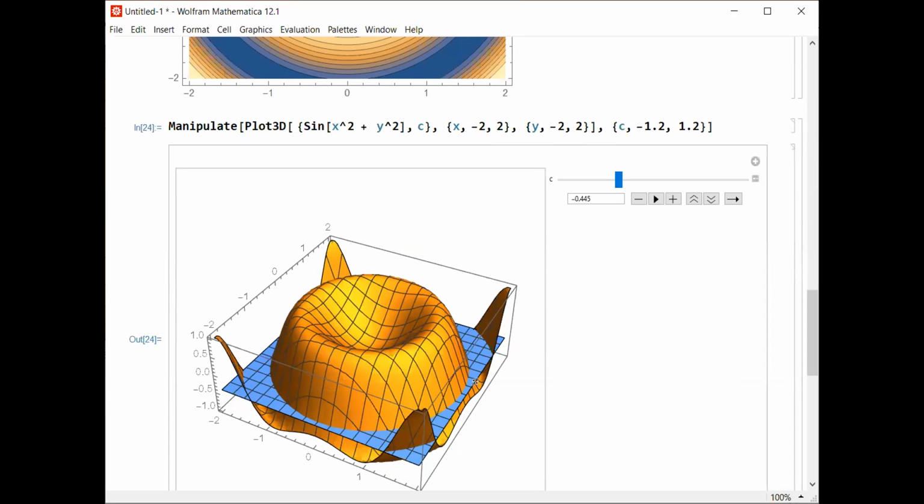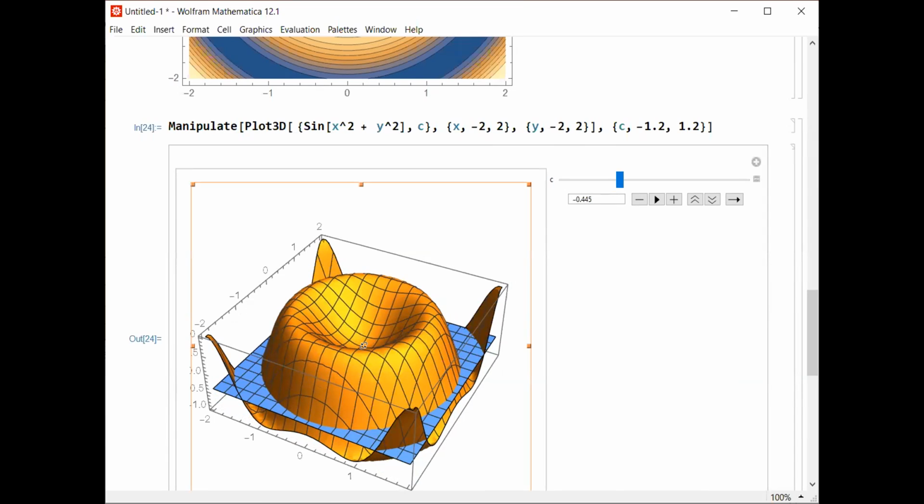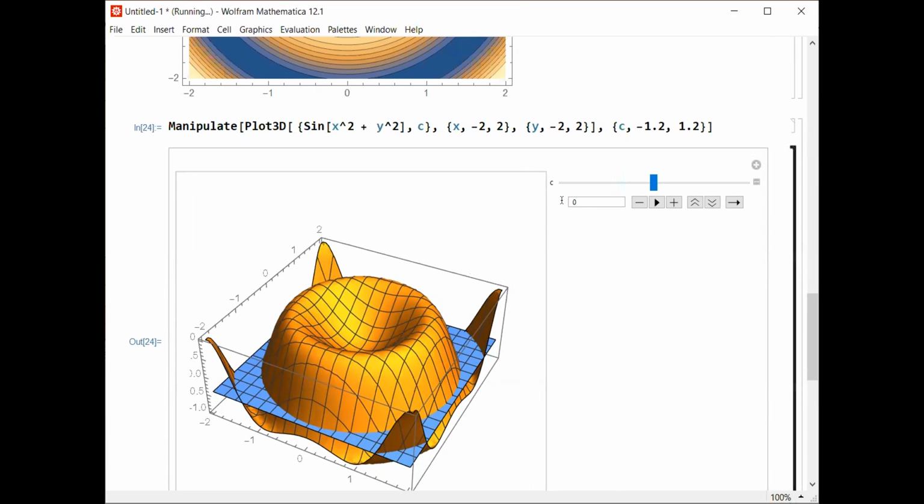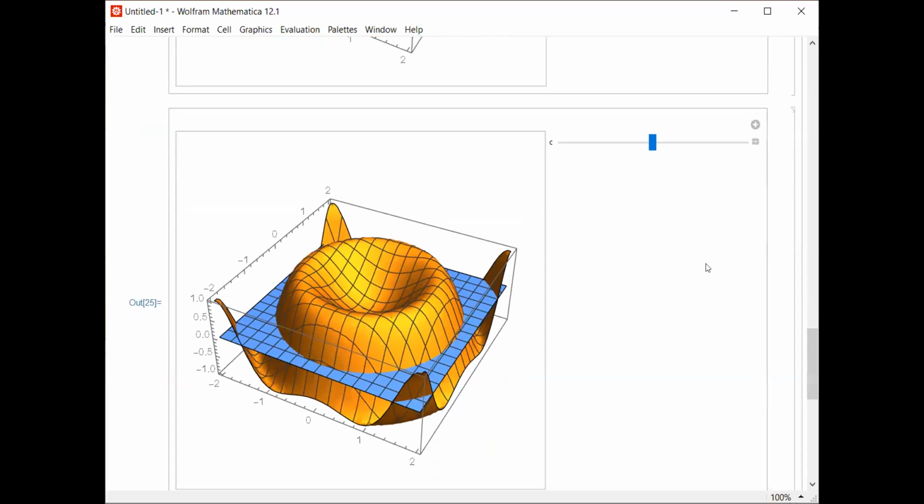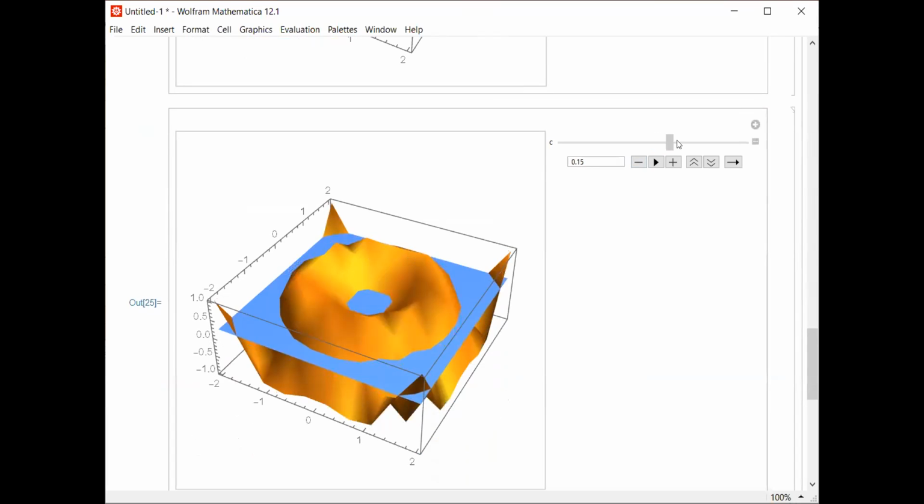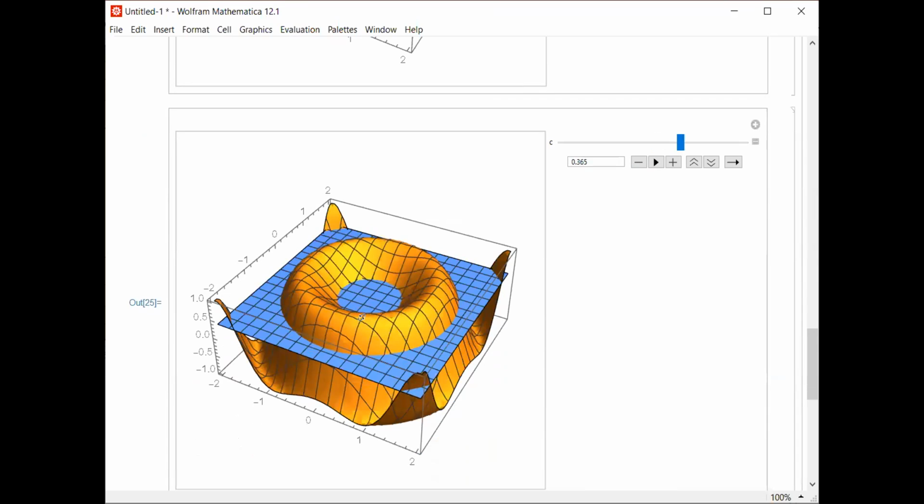And at some point, anybody know where it's going to get that little dip? What value of c? 0. So do you see the little dip in the center? Kind of hard to see. So let's make it 0.05, which is a very small amount. And now you can see a little bit. I can raise this a little bit more if I want. And you can now see that there's like a ring on the inside and a ring on the outside.